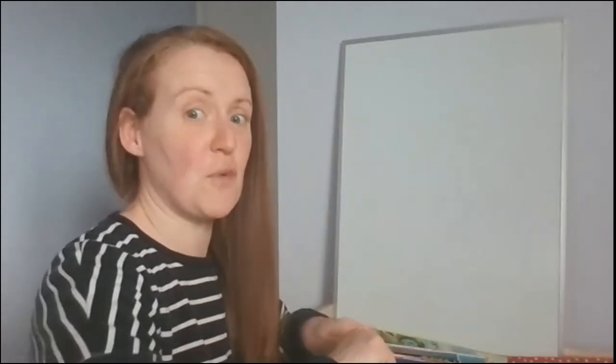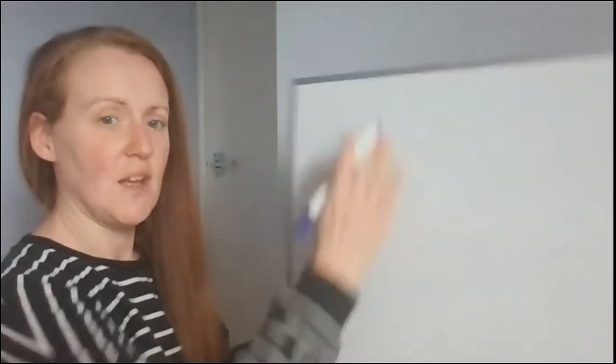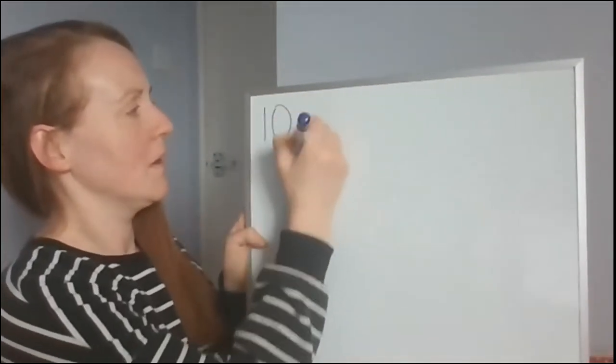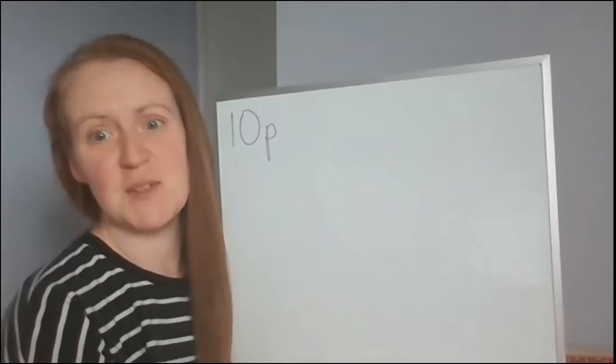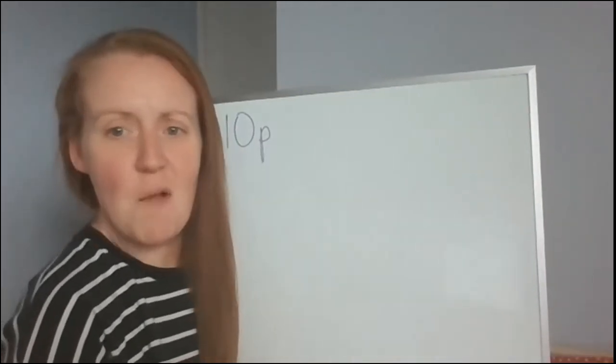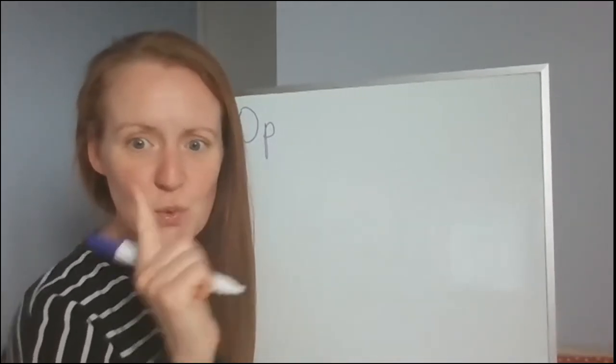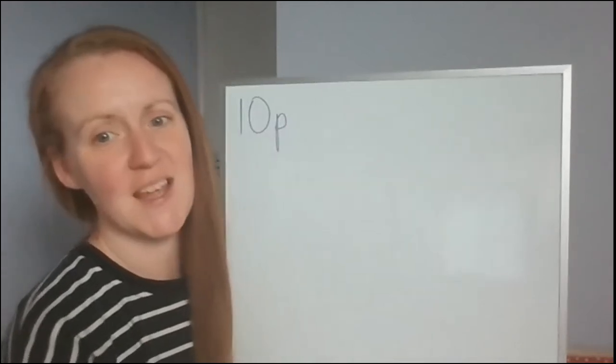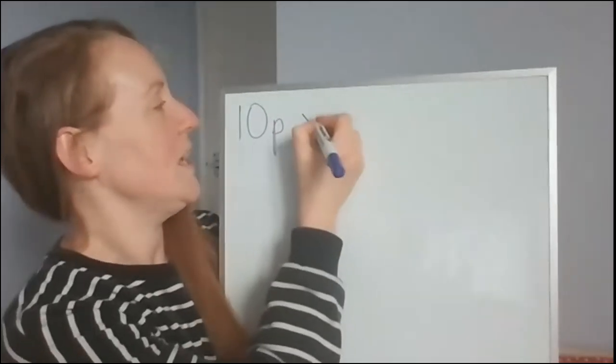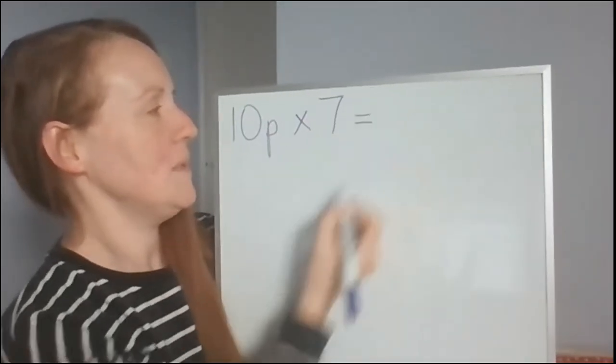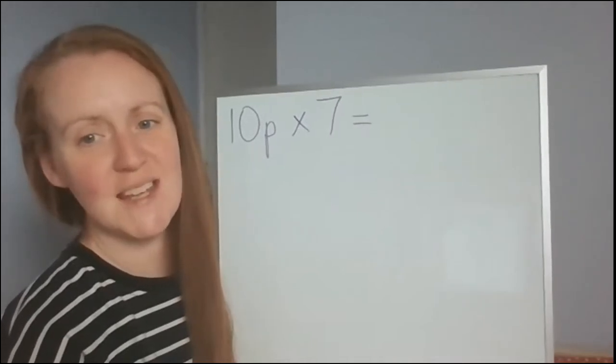So it says that Jen saved 10p every day for a week. How much did she have? Okay, so 10p every day for a week. So we need to know a few things here, don't we? We know that she's got 10p. Luckily, you can all count in tens, which is marvellous. And for a week, so how many days are there in a week? You should all know this. We've covered this in our time topic. There are 7 days in a week. 10p times 7. How much did she save in a week?